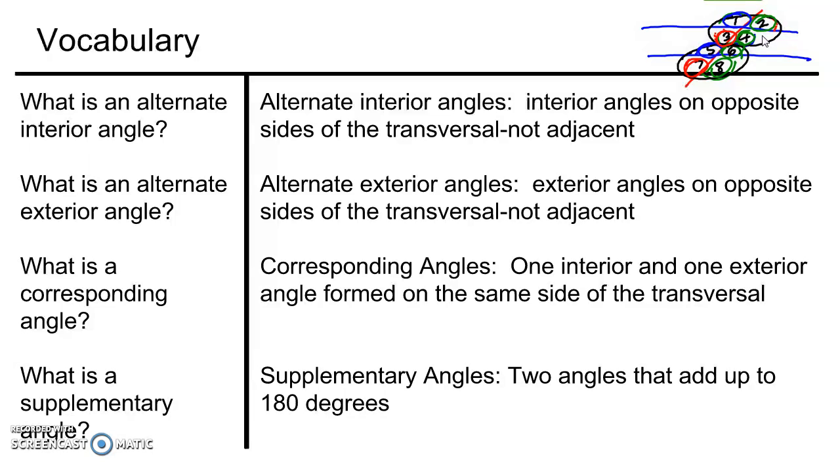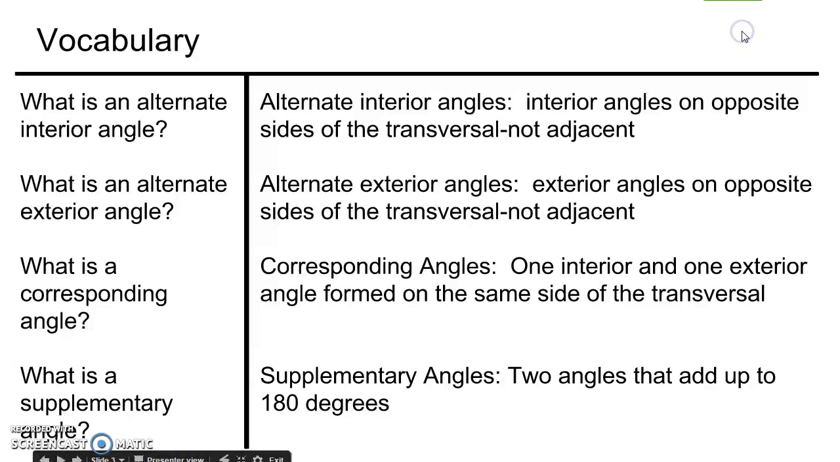And then last, a term you already know, supplementary angles are 2 angles that add up to 180 degrees, and you can see lots of pairs of those in the diagram. We have 1 and 2, we have 3 and 4, 5 and 6, 7 and 8. We could go this way as well. 1 and 3, 5 and 7, 2 and 4, 6 and 8.